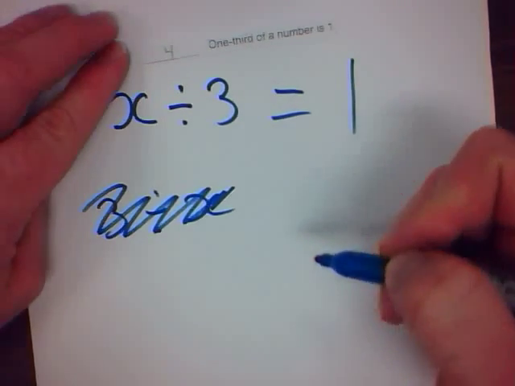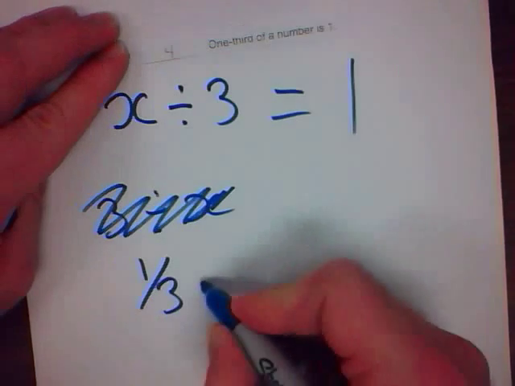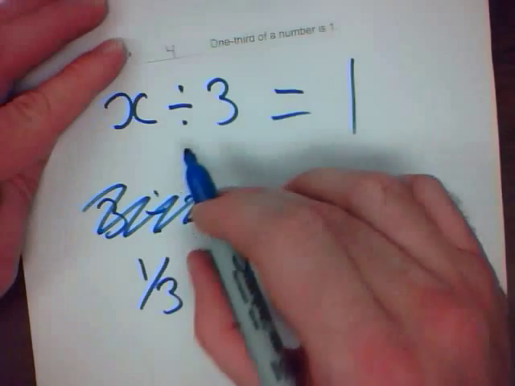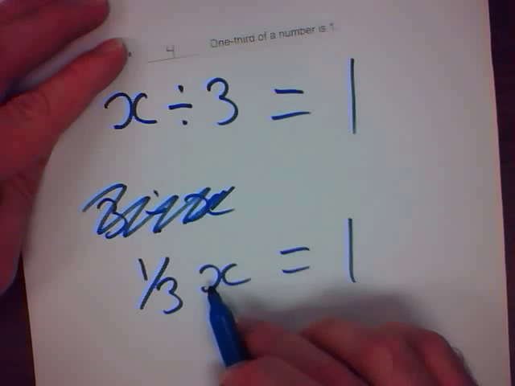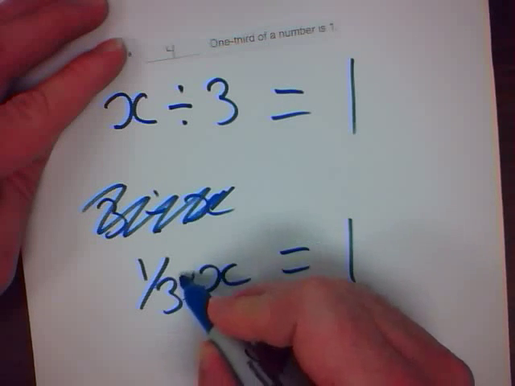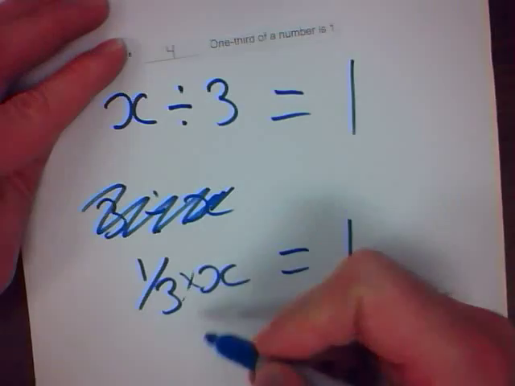Almost exactly the same question would be to go 1/3 of a number is 1. I could write it like this. This and that are actually the same thing. I can divide something by 3, or I can multiply, there's a multiplication here, by 1/3, and I'll get the same thing.